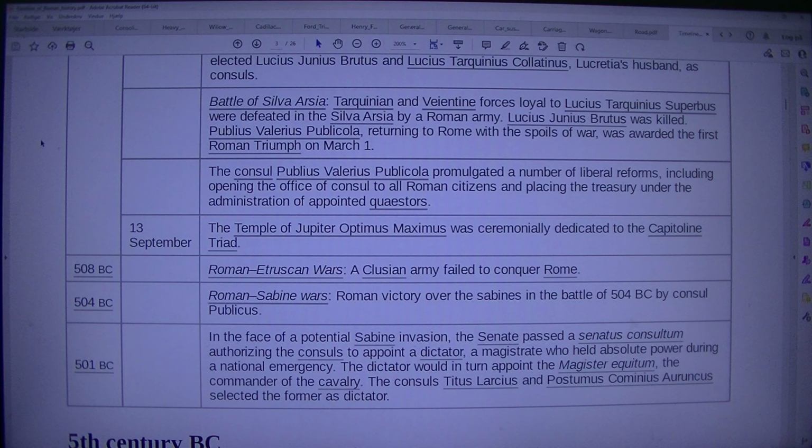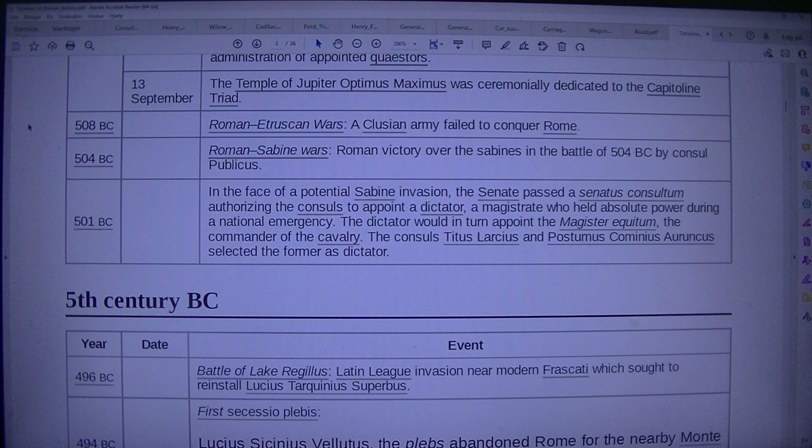Battle of Silva Arsia. Tarquinian and Veientine forces loyal to Lucius Tarquinius Superbus were defeated in the Silva Arsia by a Roman army. Lucius Junius Brutus was killed. Publius Valerius Publicola, returning to Rome with the spoils of war, was awarded the first Roman triumph on March 1. The consul Publius Valerius Publicola promulgated a number of liberal reforms, including opening the office of consul to all Roman citizens and placing the treasury under the administration of appointed quaestors. 13 September: the temple of Jupiter Optimus Maximus was ceremonially dedicated to the Capitoline Triad.